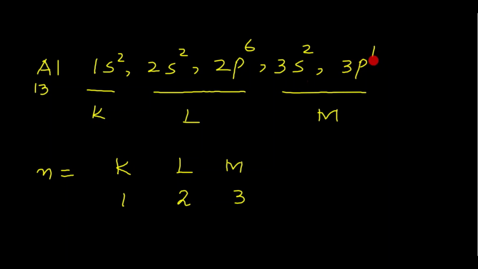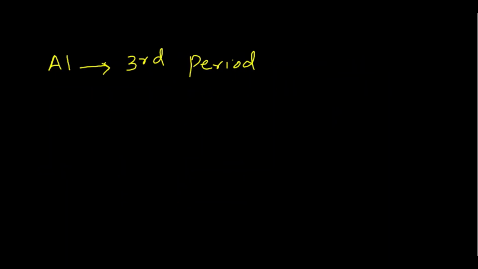What is the group number of aluminium? Aluminium belongs to group 3A. So we write that aluminium is present in group 3A. In this way we identify the period and group of aluminium in the periodic table. Now we will see the next element which is given to us.